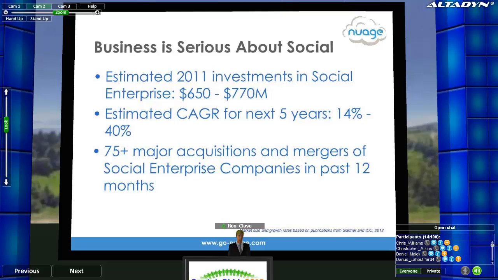The estimated growth goes from 14 to 40%, and everybody thinks it is going to grow at some fairly large number. And the other thing that we think is extremely interesting is over the last 12 months there have been at least 75, and I haven't checked the papers this morning, maybe it's 76, acquisitions and mergers of social enterprise companies. A lot of these are with companies like Autodesk and Oracle and many others. So we think that this is not a coincidence, and that there really are some serious moves in the social business area, and we would like to be a part of that.